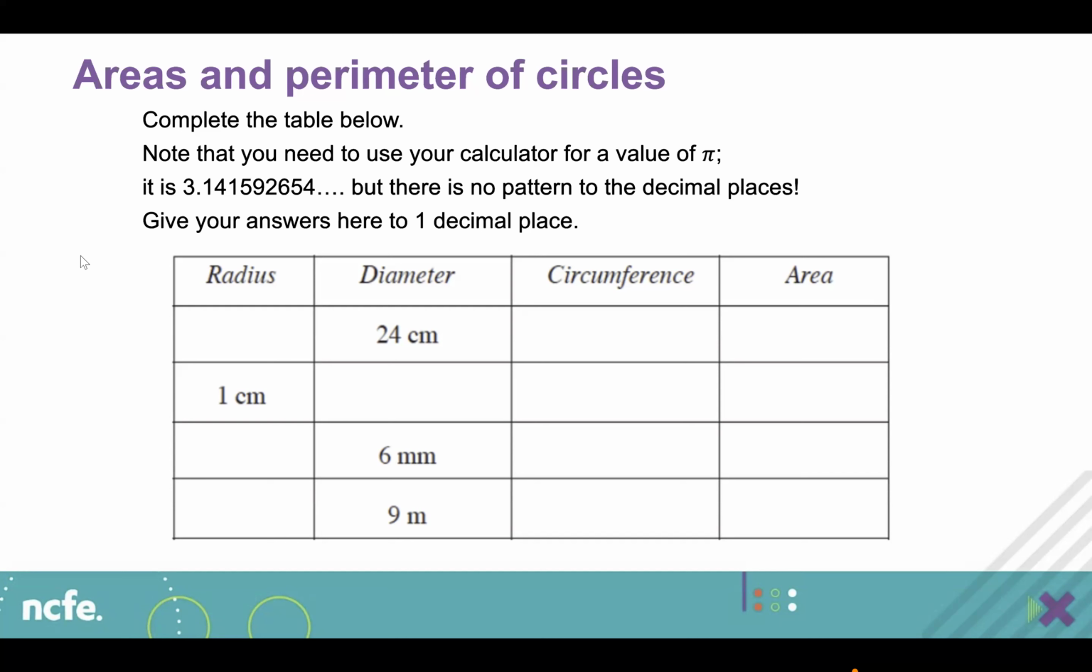So the radius, if the diameter is 24, you know that the radius is half the diameter, so the radius would be 12. The circumference is 2 pi r, if I'm not wrong. So it would be 2 times pi times 12, so it would be 24 pi. Indeed it is.